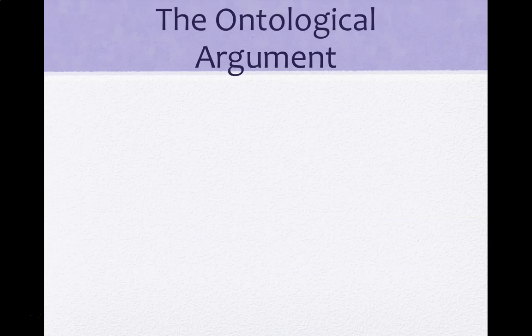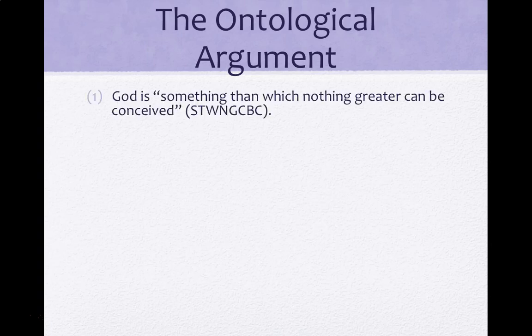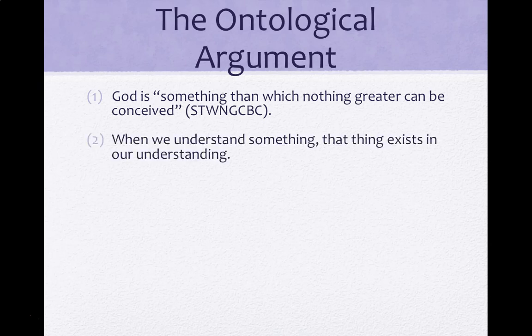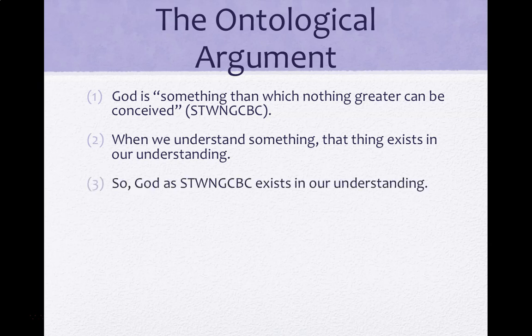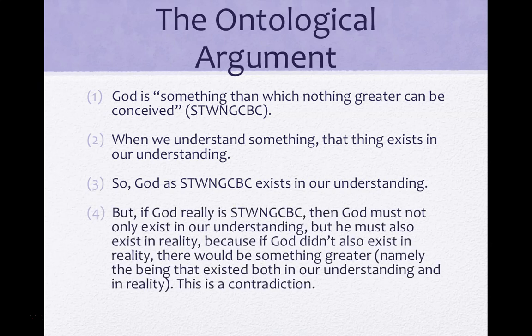Okay, so this has gotten us most of the way. This is where the fourth premise comes in. God is something than which nothing greater can be conceived. When we understand something, that thing exists in our understanding. So God, something than which nothing greater can be conceived, exists in our understanding.